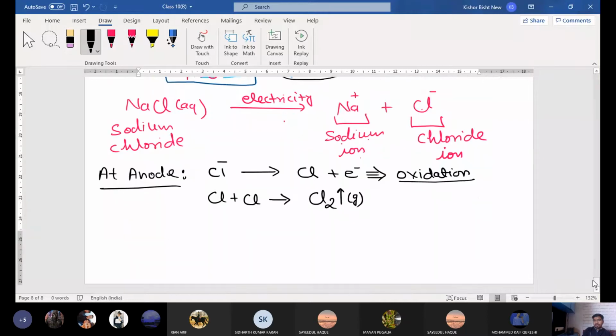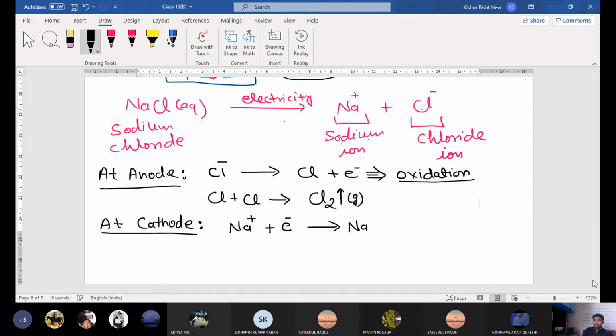Now come to the next one, at the cathode. What will happen at the cathode? Na positive is a positive charge, which means it needs an electron to complete. It needs an electron, then it forms Na. So what is the meaning? Na is gaining an electron, and the gain of electron is called reduction. That is called reduction.